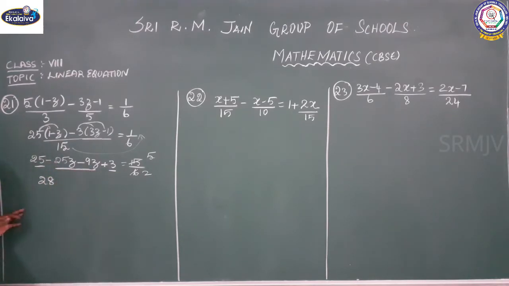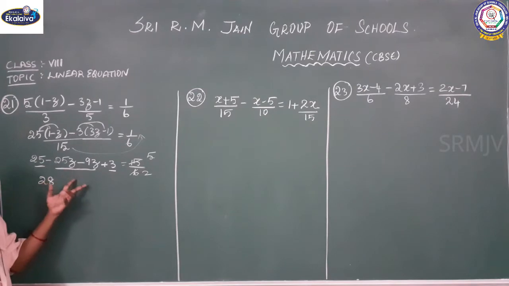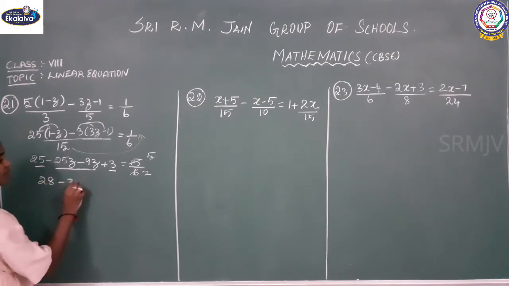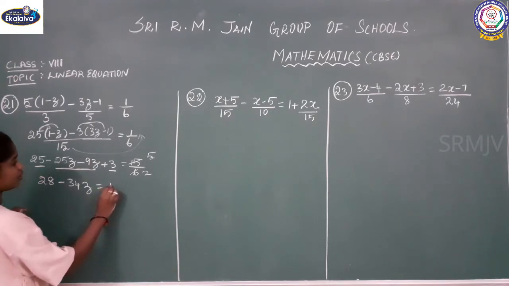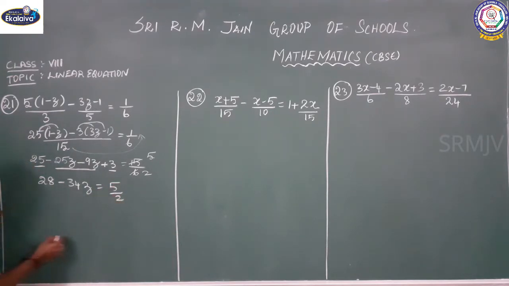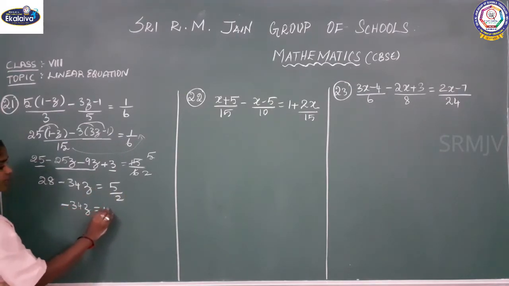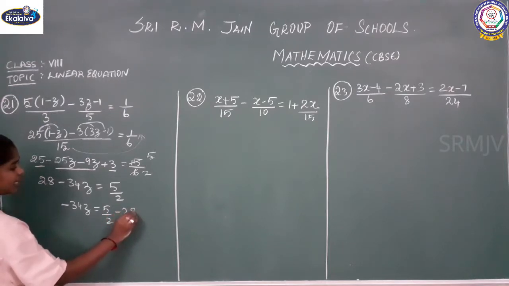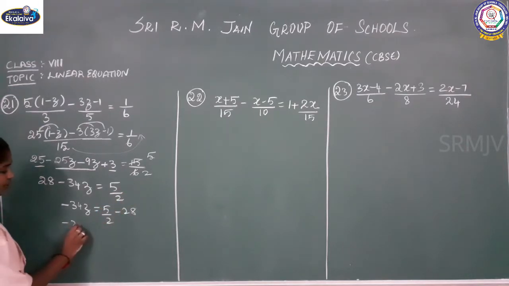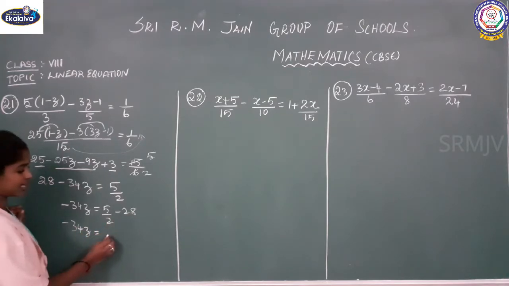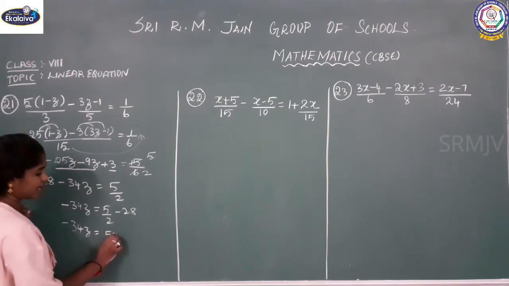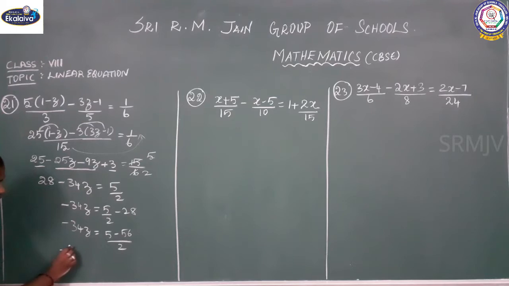25z minus 9z. Both are having the same symbol, so we have to add them. So minus 34z is equal to 5 by 2. Okay. I am going to take this 28 to that side. Minus 34z is equal to 5 by 2 minus 28. Okay. So minus 34z is equal to, when you take LCM for this, I will get 5 minus 56 by 2. That is, I will get minus 34z is equal to minus 51 by 2.